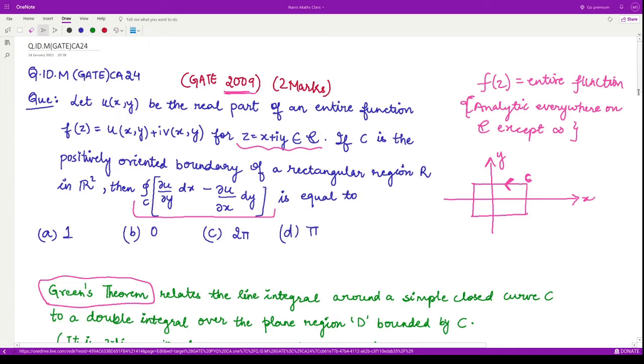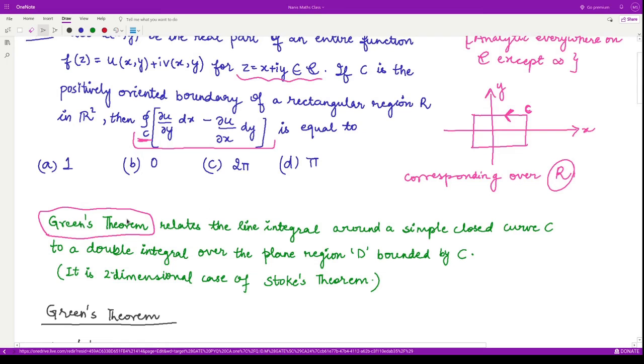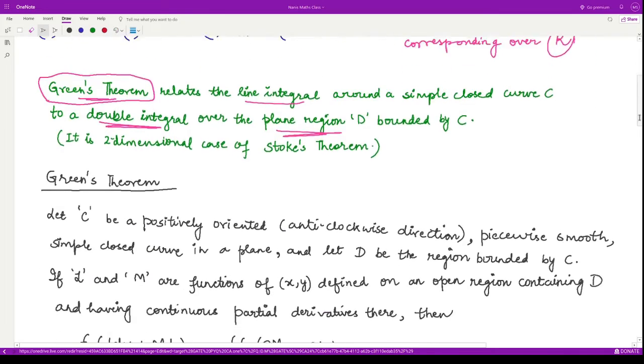So for that we would require this integral over C, and we'll convert this to the corresponding integral over R. So that means we'll convert our single integration to double integration. For that we'll need Green's theorem, which relates the line integral around a simple closed curve C to a double integral over the plane region D bounded by C. So let us see the exact statement.